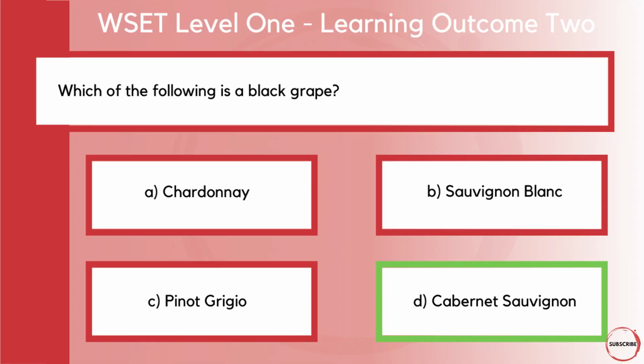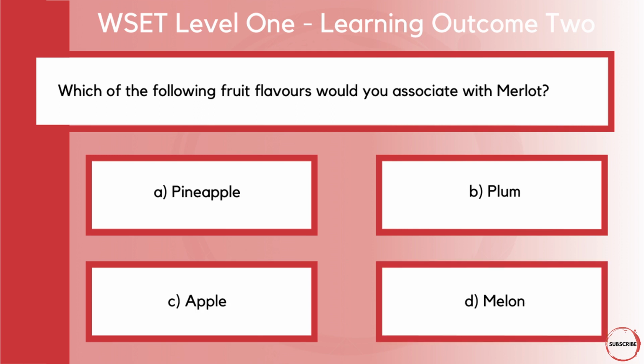Now, as I've said previously, you may find some of these questions to be particularly easy. And if that's the case, it may be that level 2 is the right starting point for you. But level 1 is all about giving you that good grounding. The answer here, of course, is Cabernet Sauvignon, the black grape. Which of the following fruit flavours would you associate with Merlot? Is it pineapple, plum, apple or melon?